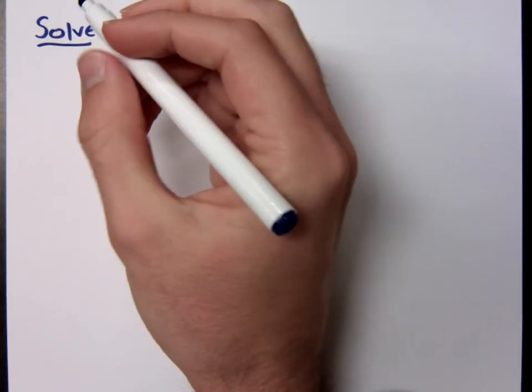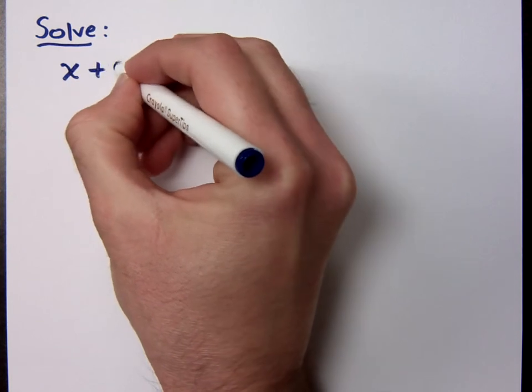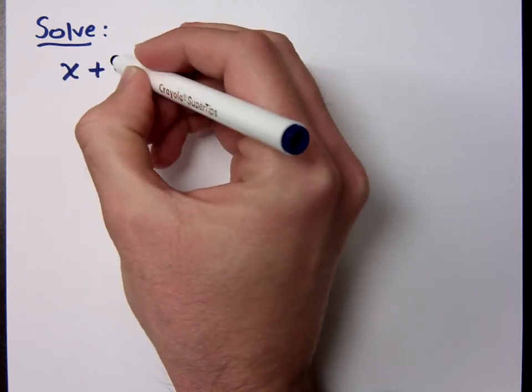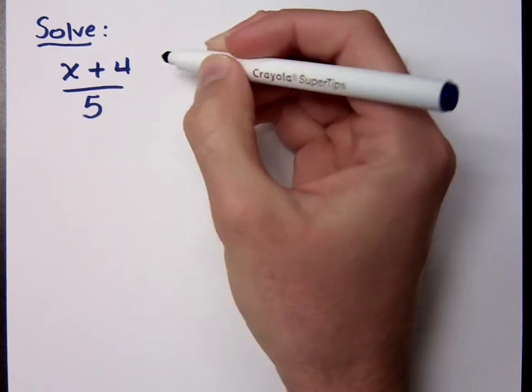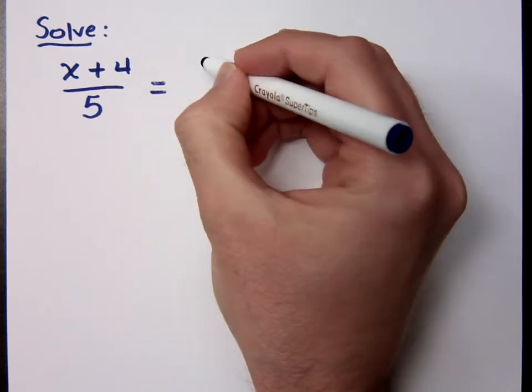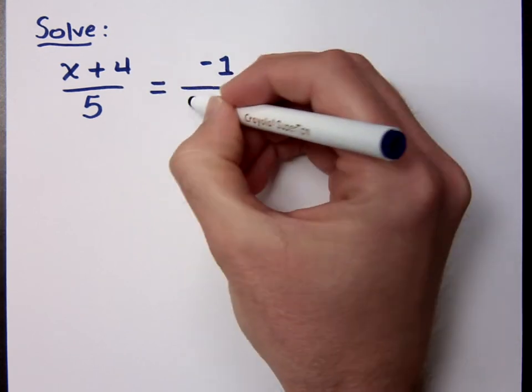All right, let's try to solve this guy. (x + 4) over 5 is equal to negative 1 over (2x - 3).